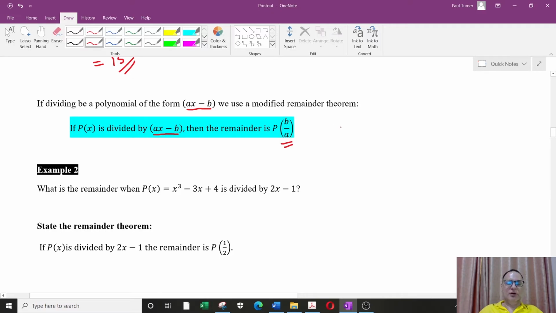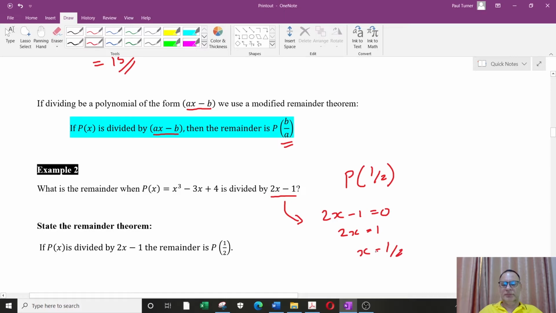So for example, if your divisor is 2x minus 1, you would be evaluating p of b on a, so 1 on 2, a half. Now the quick way to remember how to do this is let 2x minus 1 equal 0. If you rearrange it to be 2x equals 1, x equals a half. That will give you the value that you need to substitute. So just let your divisor equal 0 and rearrange it, and that will be your a value that you use in the question.